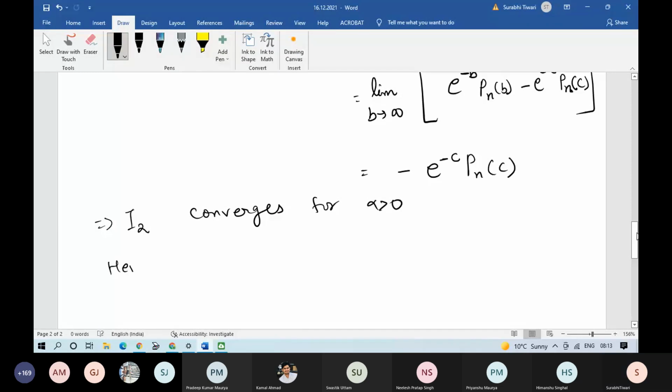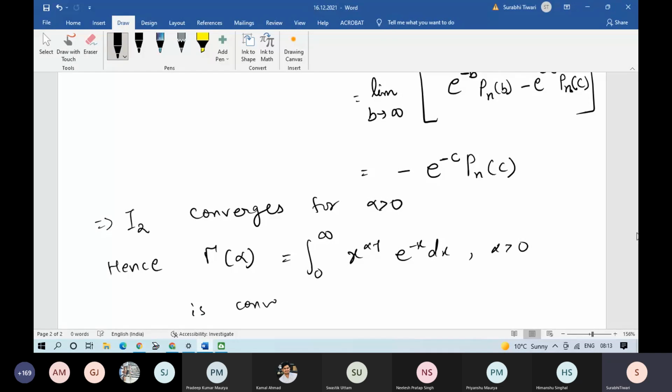So hence, gamma alpha, which is equal to the integral from 0 to infinity of x to the power of alpha minus 1 e raised to the power of minus x dx, for alpha positive, is convergent. For all the values, we have shown that this is convergent.